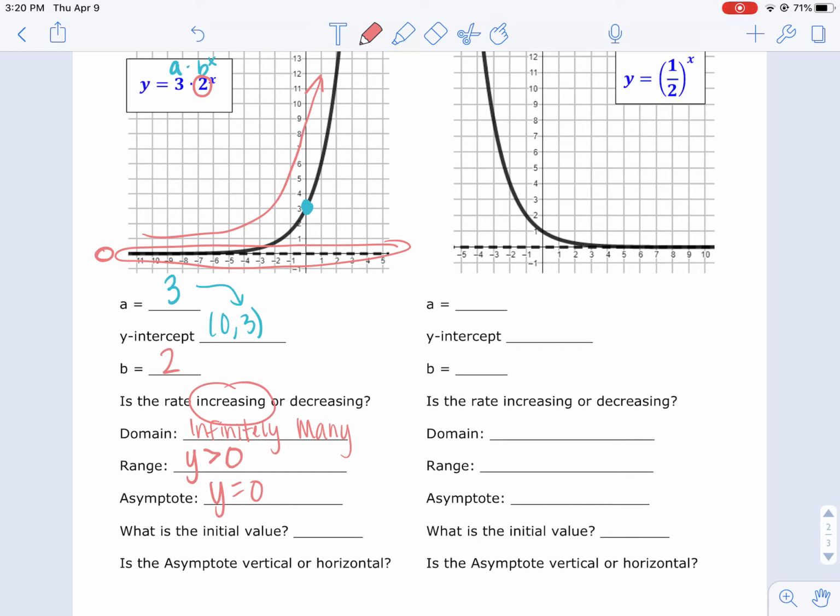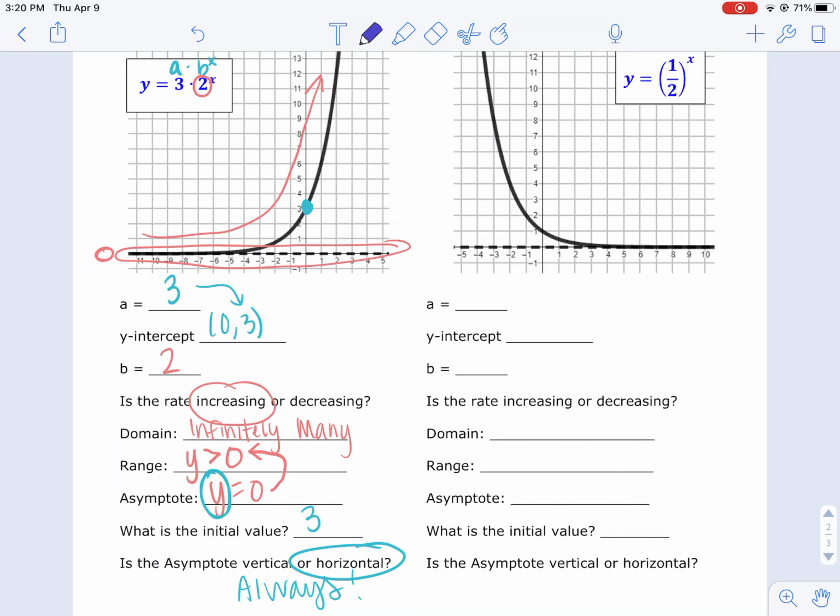So that asymptote is a no-no line. You can't touch it. You can't cross it. You can't even think about it, okay? So if you can identify your asymptote, your range will always be greater than your asymptote. Your initial value is also your a value. So your initial value, where it starts, is 3. And your asymptote is horizontal. This will always be horizontal.